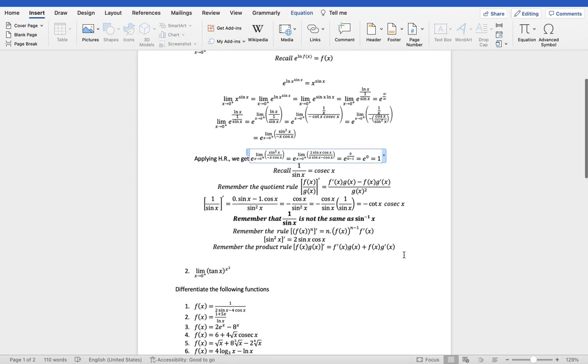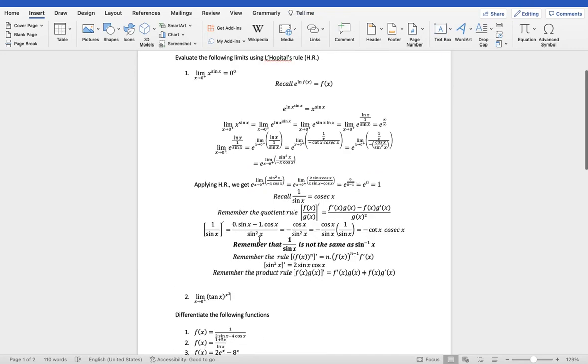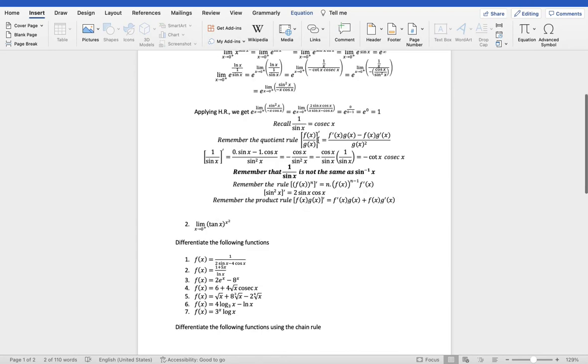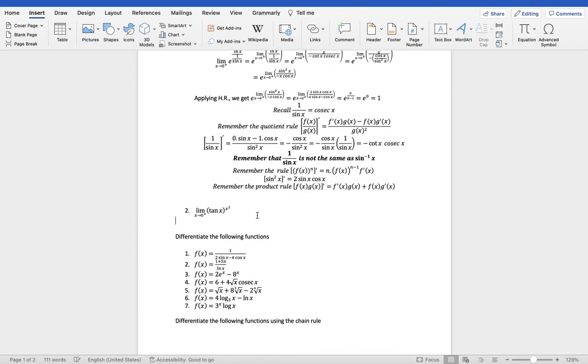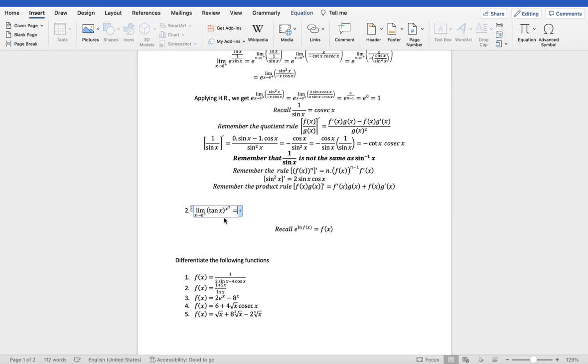Okay, so moving on to question 2, it's basically the same logic. You will apply again this exponential identity that you should recall from the notes. So you have that e to the ln of f of x is equal to f of x. And when you apply it to this limit here, maybe before we move on, you can substitute in the value of 0 and see what you get.